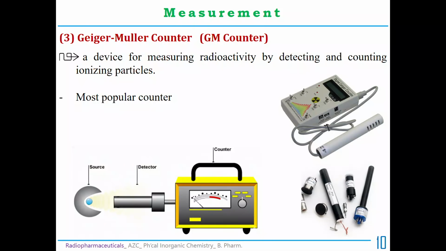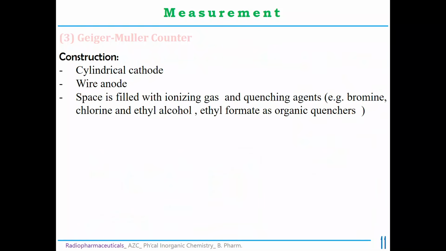Most popular counter of radioactivity is Geiger-Muller Counter. Geiger-Muller Counter is a device for measuring radioactivity by detecting and counting ionizing particles. Construction of GM counter. It contains cylindrical cathode and wire anode. Space is filled with ionizing gas and quenching agents, for example, bromine, chlorine, and ethyl alcohol, ethyl formate as organic quenchers.